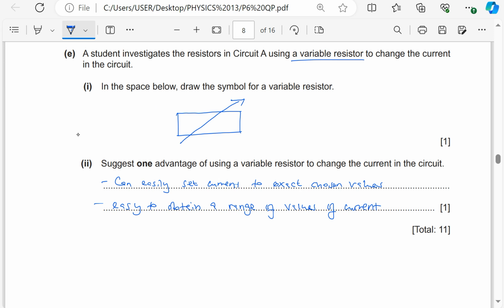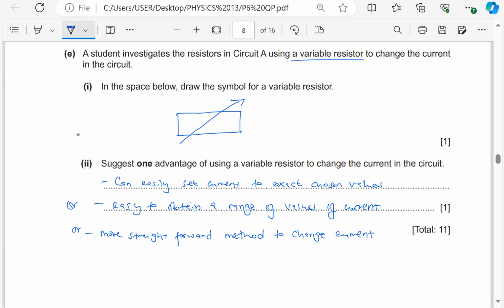Or you could even say, these are just alternatives I am giving, more straightforward to change. It is a more straightforward method to change the current.